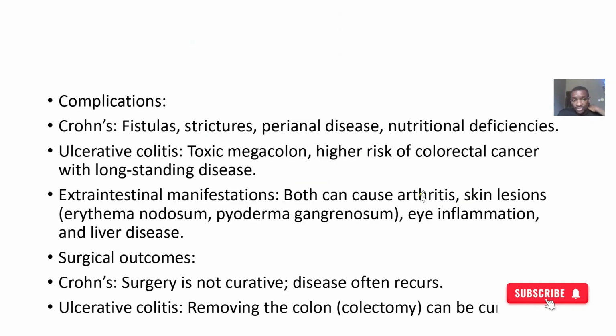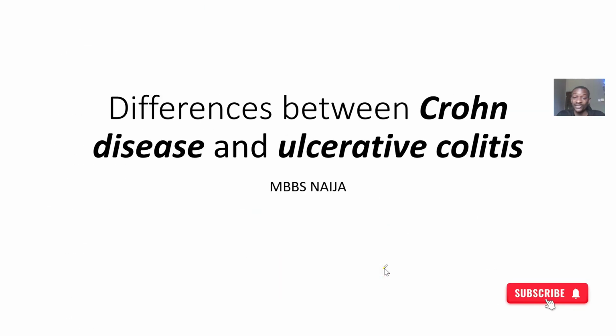So complications: Crohn's can result in fistulas, strictures, perianal disease, and nutritional deficiencies, mostly vitamin B12 deficiency leading to pernicious anemia. While ulcerative colitis could lead to toxic megacolon and a high risk of colorectal cancer with long-standing disease. Okay, so basically that's just it, a whole lot of differences between them.